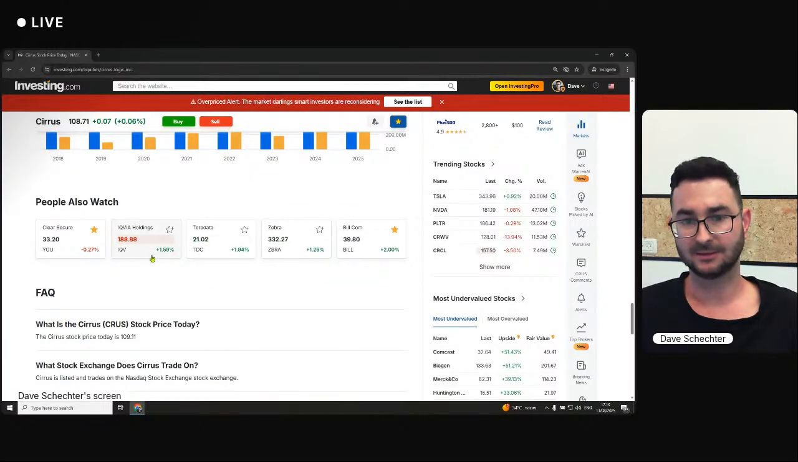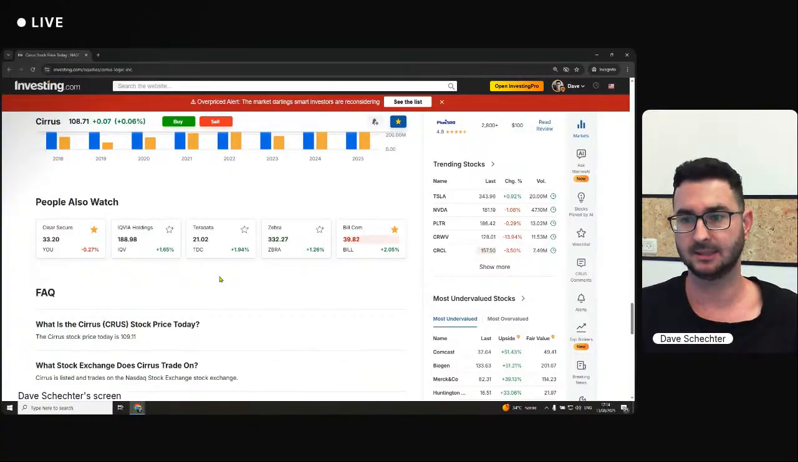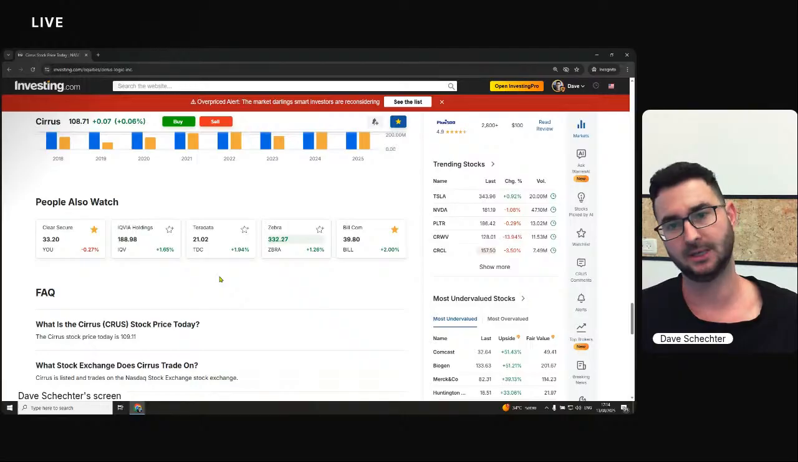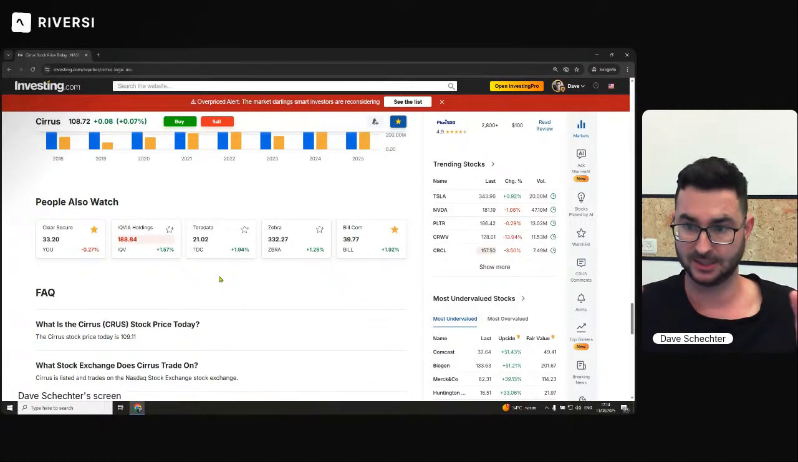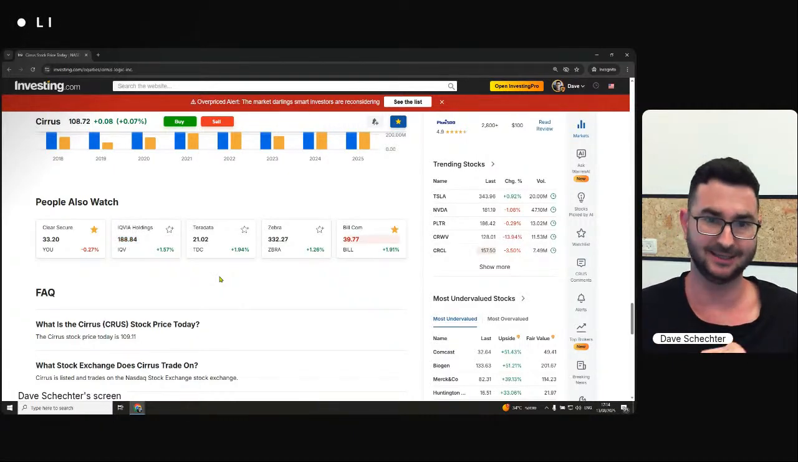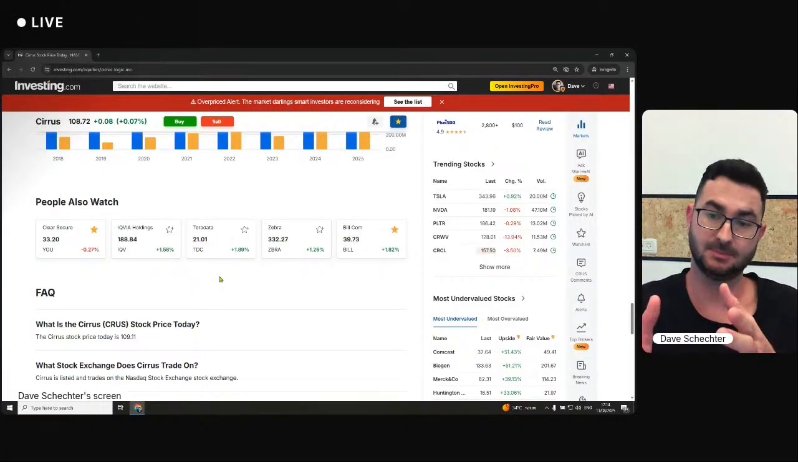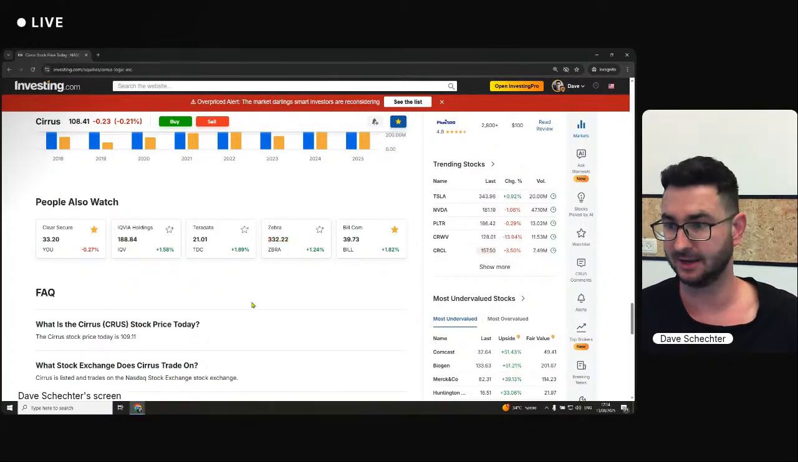Down here at the bottom is something that I find particularly useful, which is People Also Watch. Essentially, we're combing through all of the Investing.com members' information, and we're seeing that members that have Cirrus Logic in their portfolio also tend to watch these particular stocks. The reason I find this interesting is because it's a really good way to surface ideas and see which stocks are related to what, and see in general what the Investing.com community is following in relation to this particular stock that's interesting to me. Just a really good way to surface investing ideas.